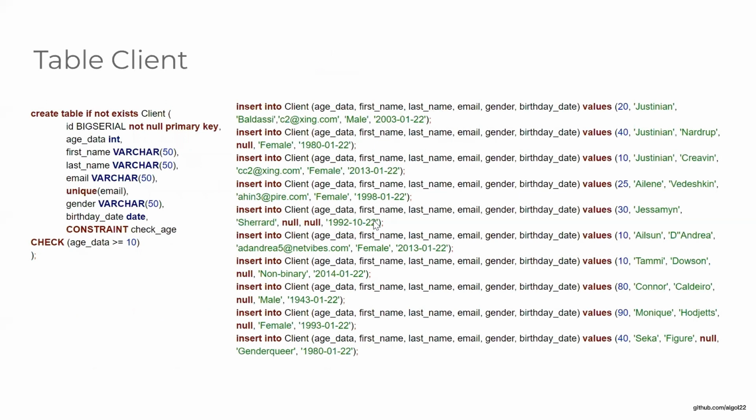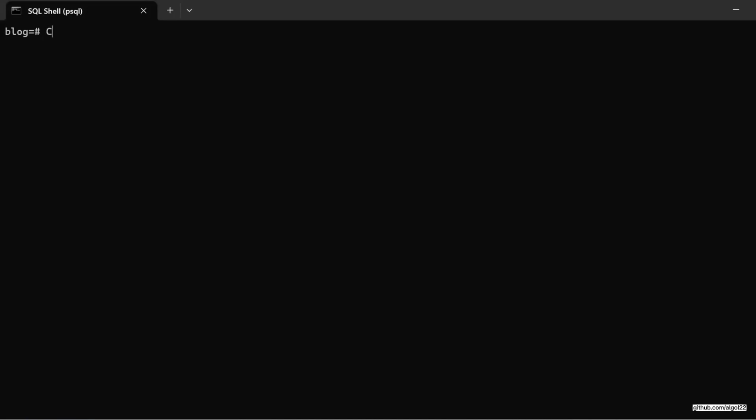those data types. Here we see table client with columns ID, auto-incrementing, age, first name, last name, email, the email has constraint unique, and gender, birth date, and also age constraint older than 10 years old. So let's create database store and connect to our database.